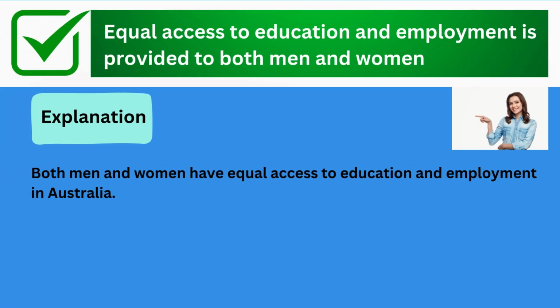The correct answer is equal access to education and employment is provided to both men and women. Explanation: both men and women have equal access to education and employment in Australia.